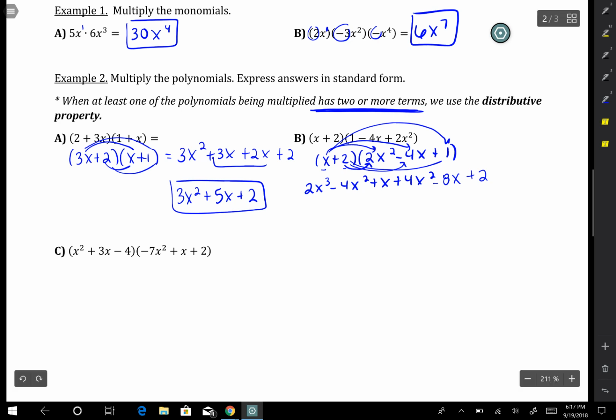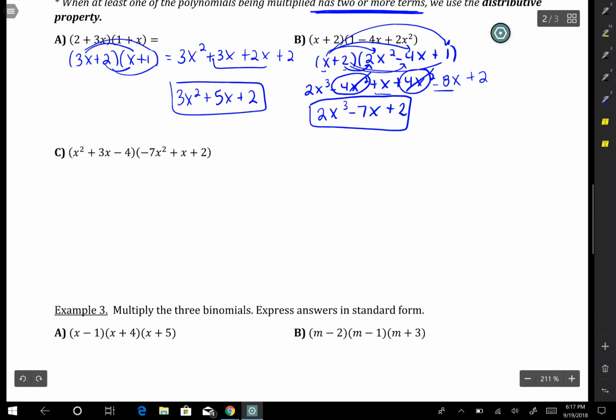I have 2x cubed is the only cubed term, so 2x cubed. I've got negative 4x squared and positive 4x squared, so those actually cancel. I've got x and negative 8x, so put those together, that's negative 7x. And then I have plus 2 hanging out at the end. So my final answer is 2x cubed minus 7x plus 2.